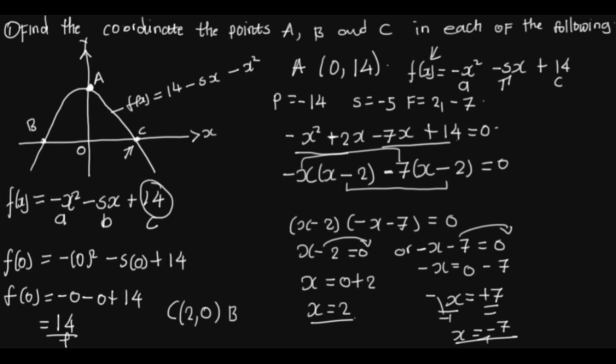Then for B, since our B is located on the negative side, this will be negative 7, 0. So we have all 3 points. Now let's look at another example.